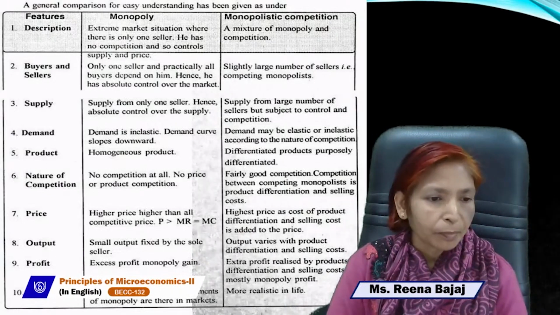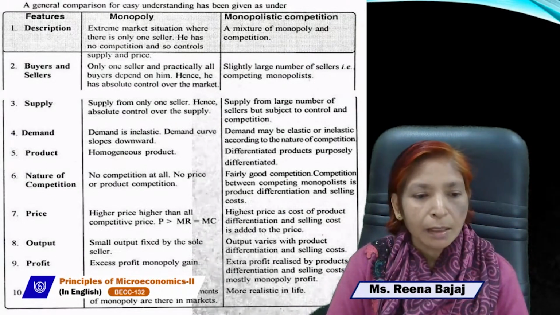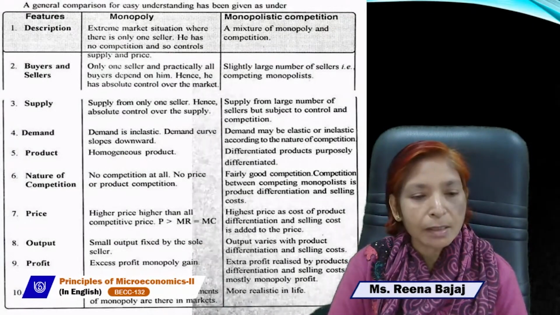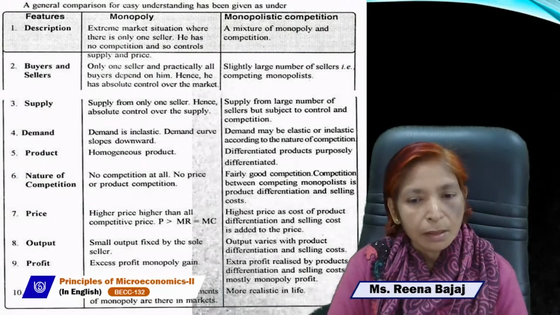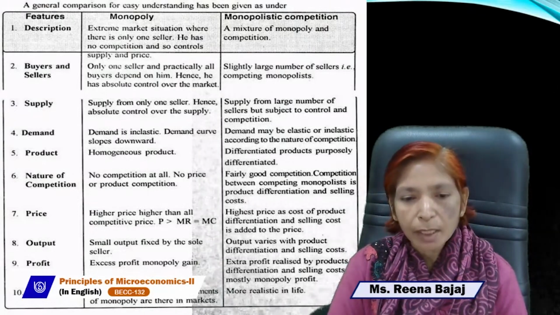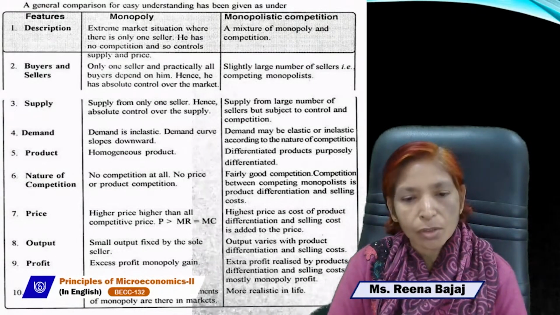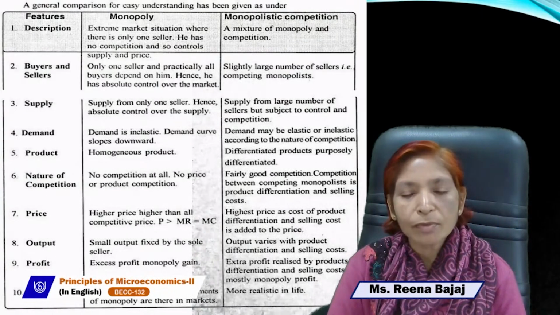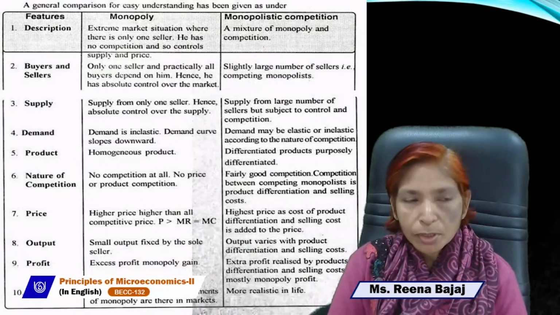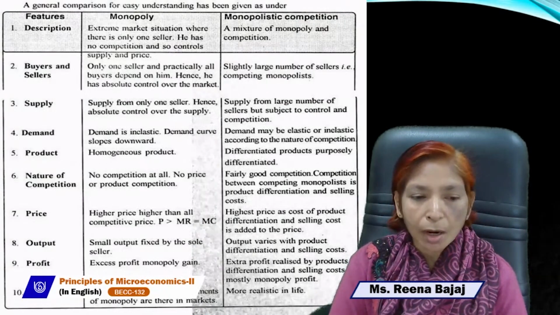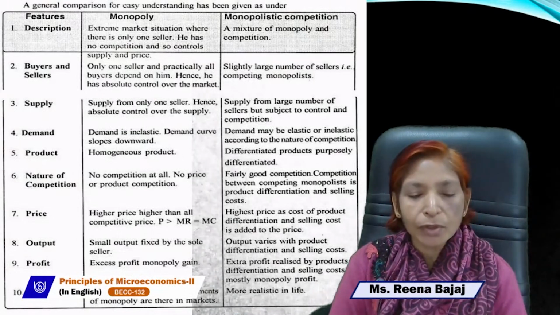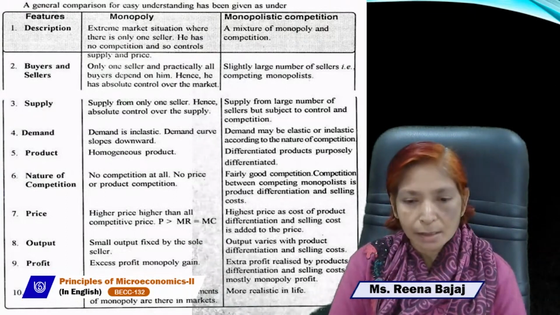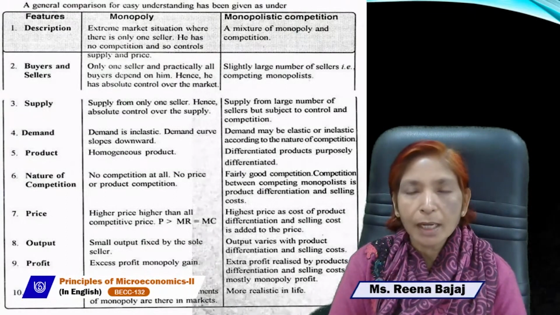Under a monopoly market, price will be higher than the competitive price, and P will be greater than MR. Same in monopolistic competition, the price is higher as the cost of product differentiation and selling cost is also added to the price, so the price will be higher. Output: under a monopoly market, small output is fixed by the sole seller, and in monopolistic competition, output varies with product differentiation and selling cost.